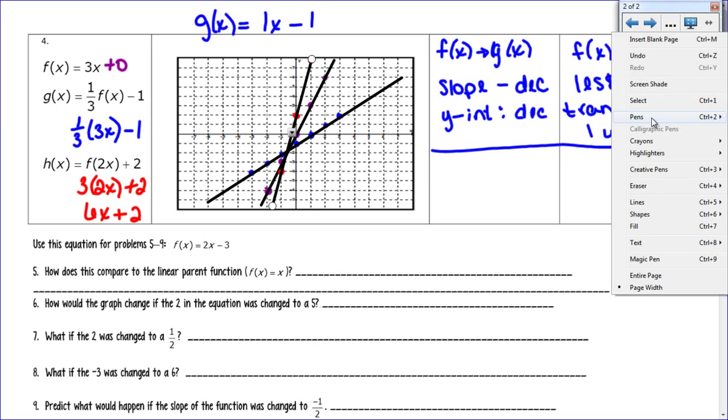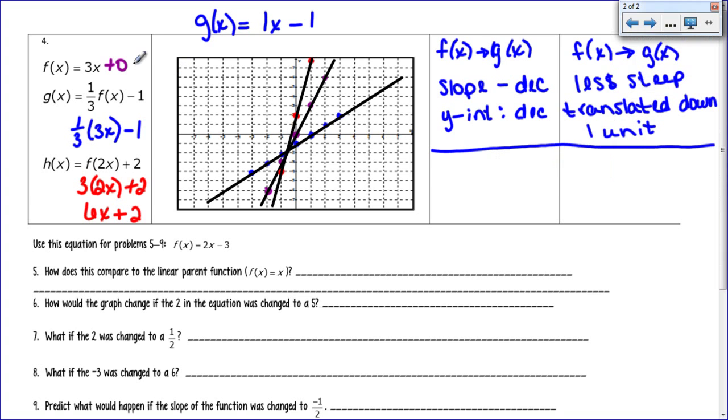And so now we can discuss what changed. The things that changed from f of x to h of x. So f of x, the slope was 3, and h of x, the final slope was 6. So my slope increased. And then in f of x, I had a y-intercept of 0, and in h of x, I have a y-intercept of 2. So my y-intercept also increased.